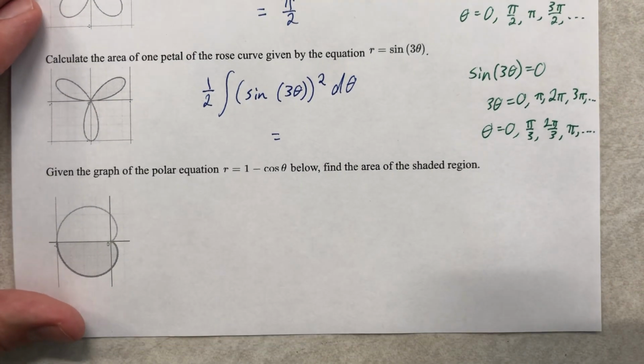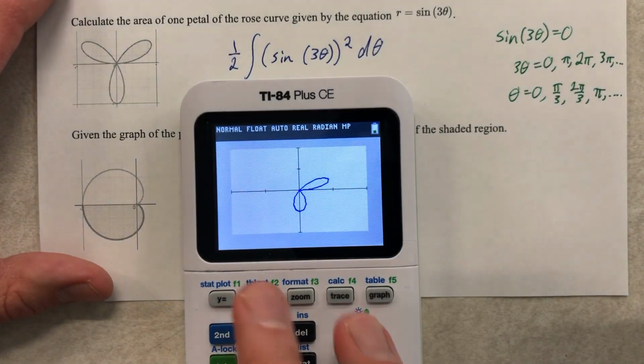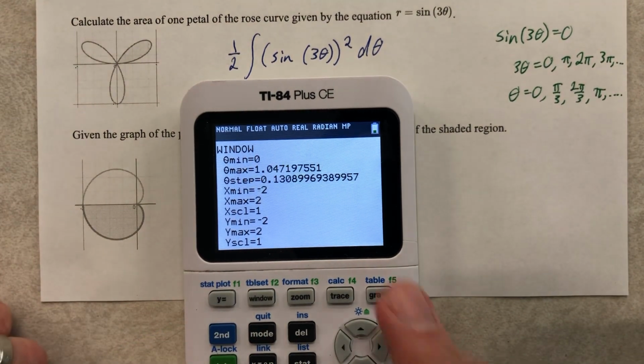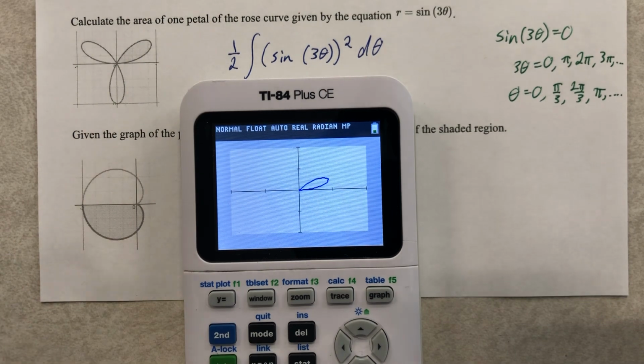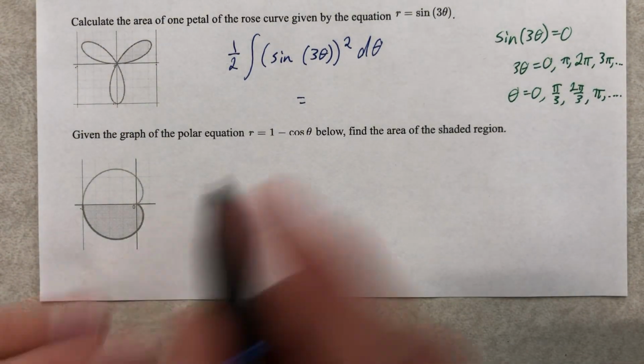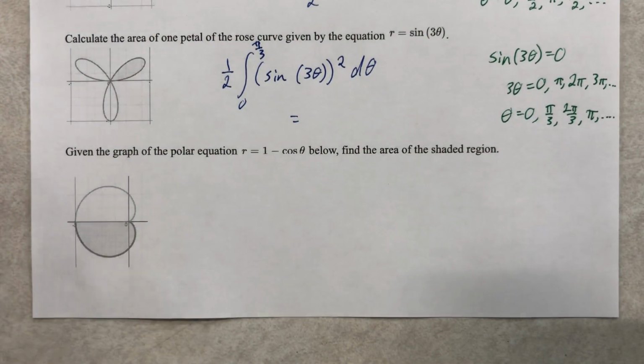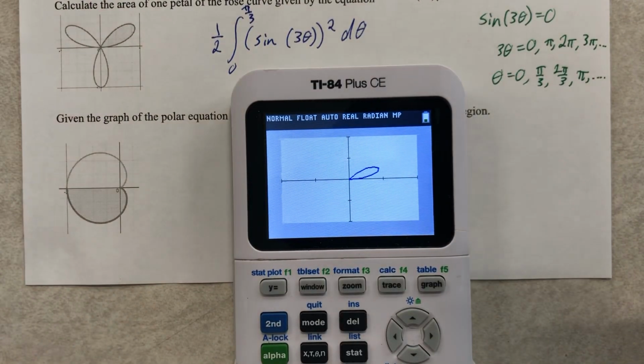Okay, test it one more time. If I went from 0 to pi over 3 instead, that's what I want. All right, good to know. So 0 to pi over 3. Yeah, got it. Now let's do this.